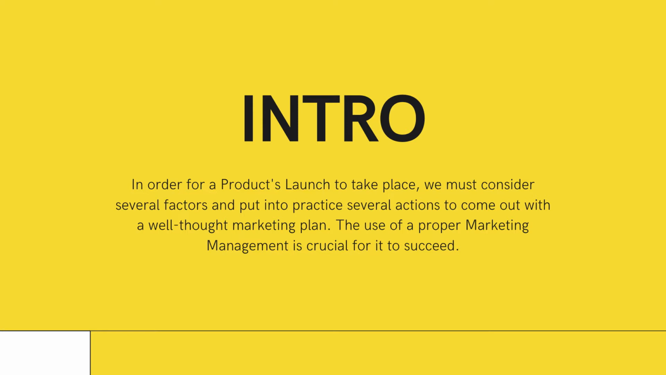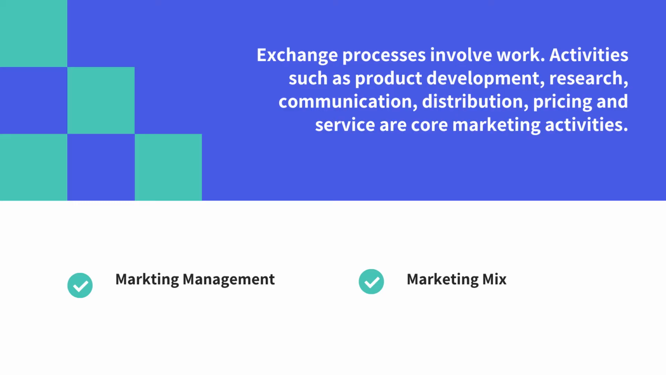We can conclude that in order for a product's launch to take place, we must consider several factors and put into practice several actions to come out with a well-thought marketing plan. The use of a proper marketing plan and a proper marketing management is crucial for it to succeed. I'm not gonna lie, exchange processes involve a lot of work. Activities such as product development, research, communication, distribution, pricing, and service are core marketing activities that we need to know. So we have two main topics that we need to cover, which are marketing management and marketing mix.